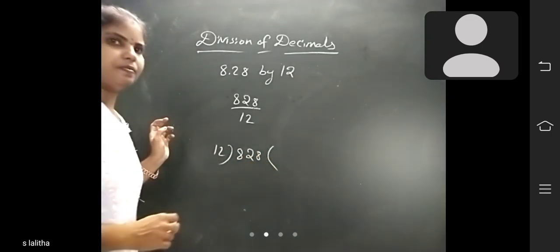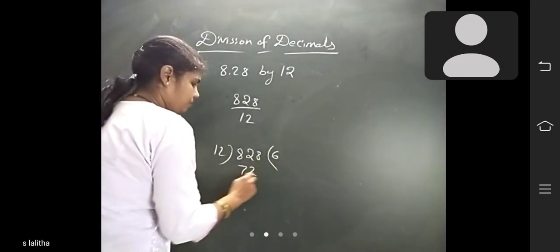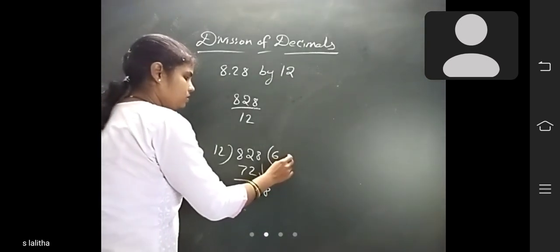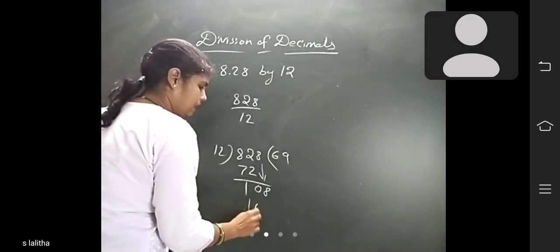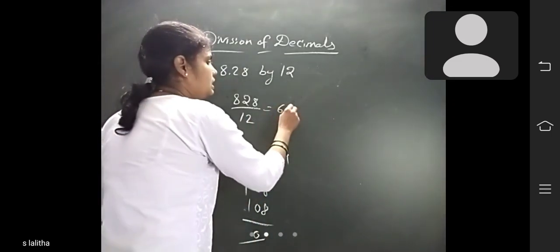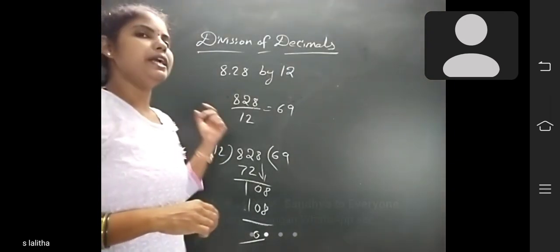How many times? 12 7s are 84. It is bigger. So 12 6s are 72. Subtract, we get 0 1. Bring down 8. How many times? 12 9s are 108. So what is the answer? 69 is the answer. Now you can keep the decimal point.